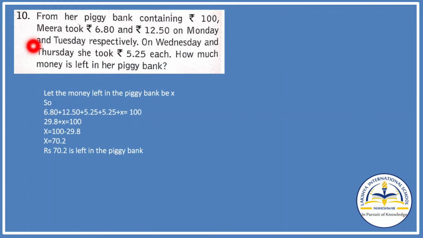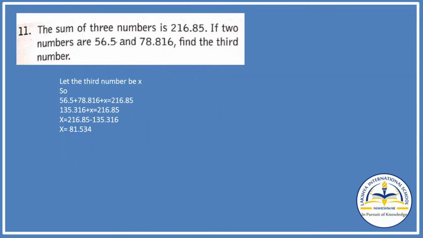Now 10th question, in the same manner you have to solve as you solved in our previous question. Now question number 11: the sum of three numbers is 216.85. If two numbers are 56.5 and 78.816, find the other third number.